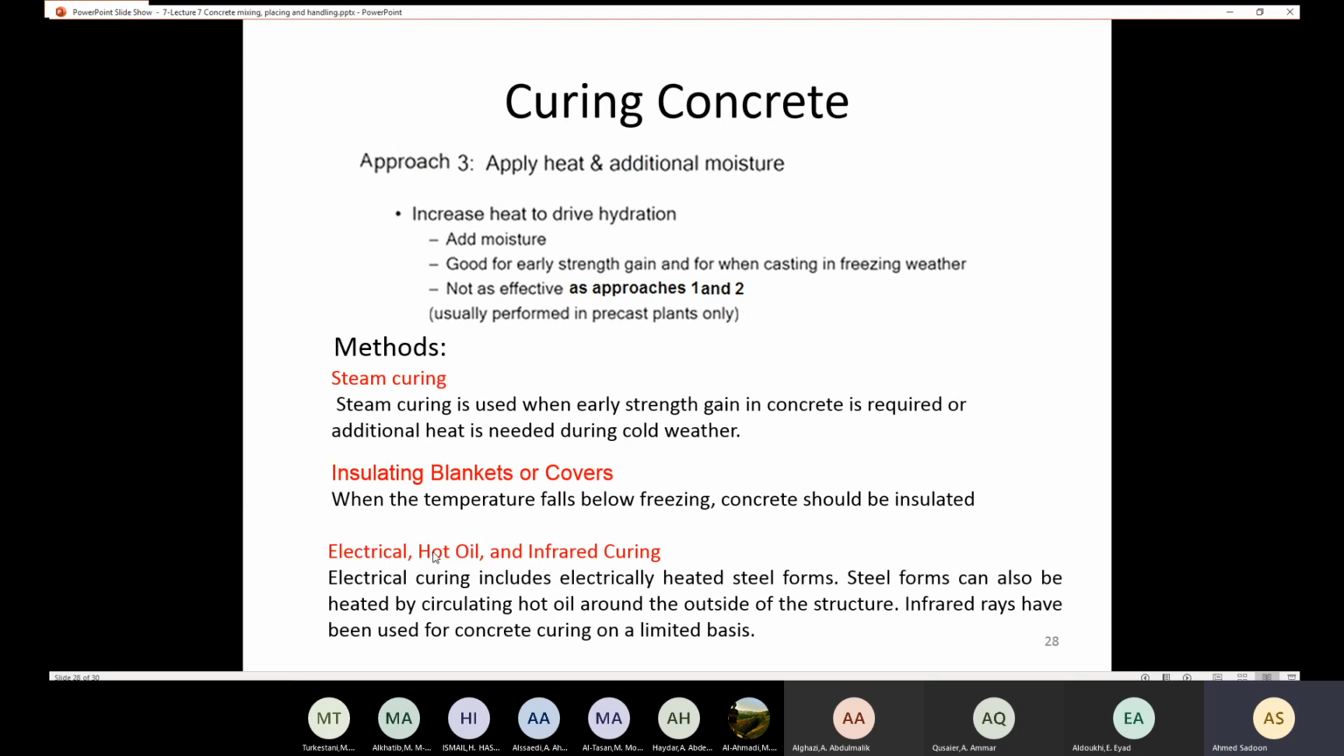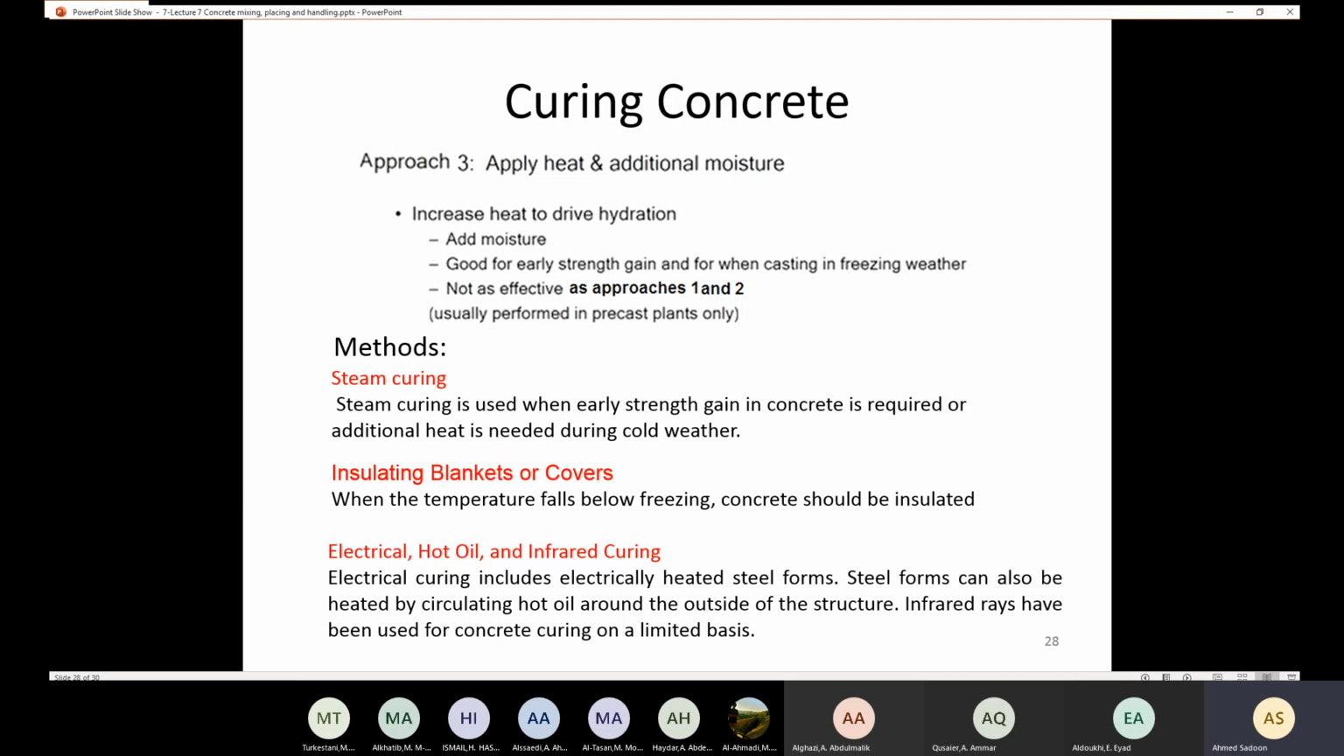The last one is electrical, hot oil, and infrared curing. Electrical curing includes electrically heated steel forms. So you are going to use steel forms that can be heated using electricity. Steel forms can also be heated by circulating hot oil around the outside of the structure, and infrared rays have been used for concrete curing on a limited basis. So now here we have different methods in order to cure the concrete.